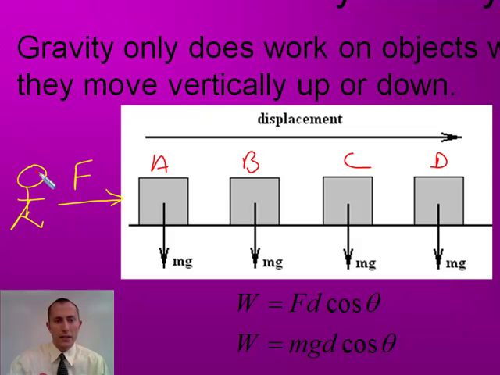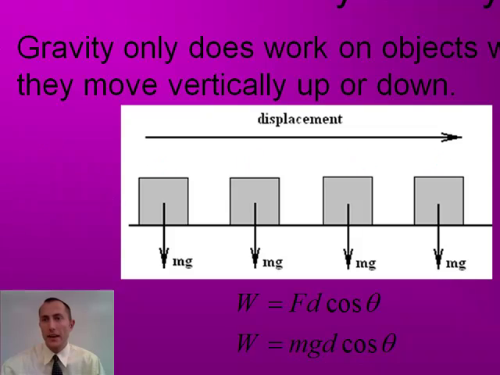Somebody here, our little guy here, he's doing some work on the box, but when we're talking about gravity, gravity is directed down towards the earth. And so the force of gravity is acting at a 90-degree angle to the displacement of the box. And so we said before, cosine of 90 is 0. So if something is sliding along the ground, gravity is not doing any actual work on that object.